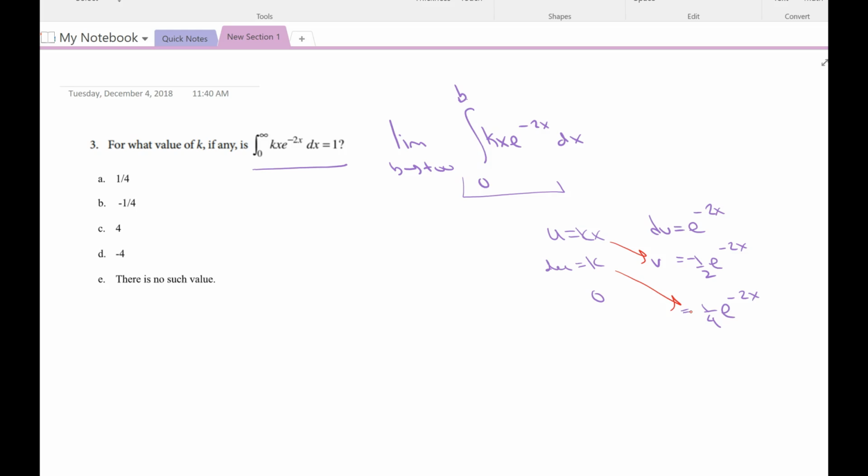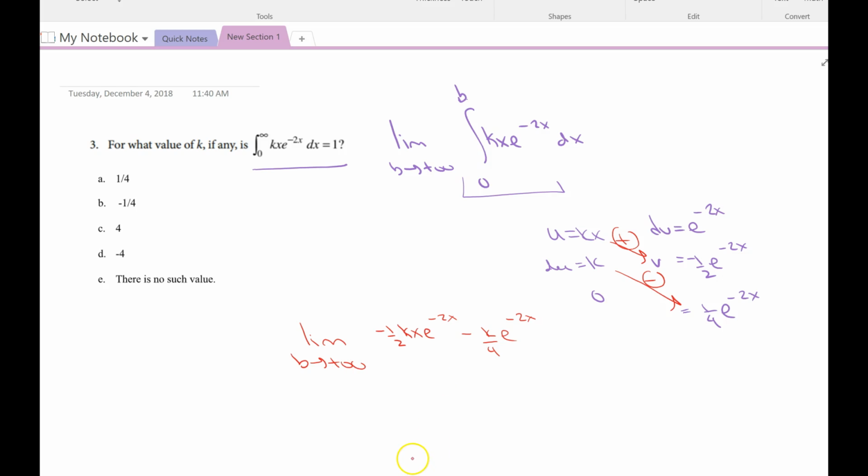Now this limit, in terms of the indefinite integral, becomes the limit as b approaches positive infinity of negative 1/2 times kx e to the negative 2x, because remember it's positive and then negative, then minus k over 4 e to the negative 2x. So just being really careful with all of our work. When it comes to multiple choice, we're really, really careful because we know it's all or nothing.